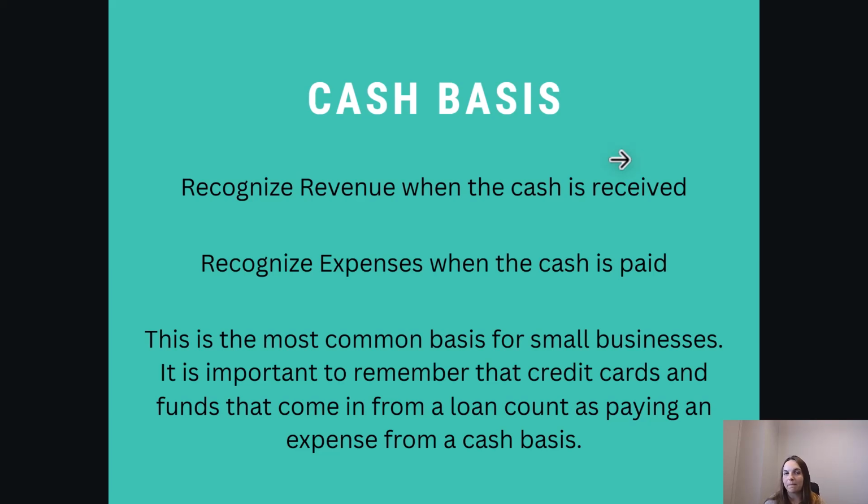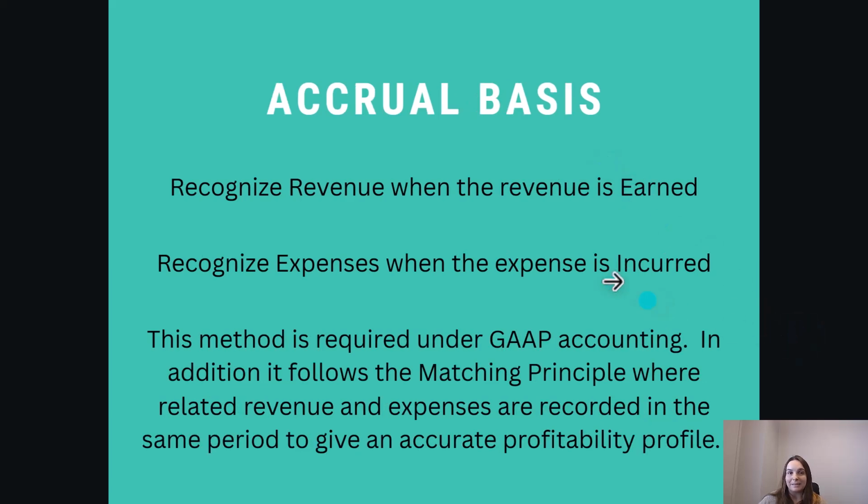Okay. Now let's think about the accrual basis. Accrual basis is a little bit different. So we recognize revenue when the revenue is actually earned. So if I do a job in May, but I don't get paid until July, on the accrual basis, I'm going to recognize the revenue in May. Whereas on the cash basis, I would recognize that revenue in July.